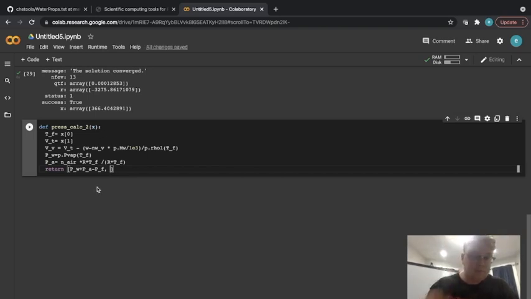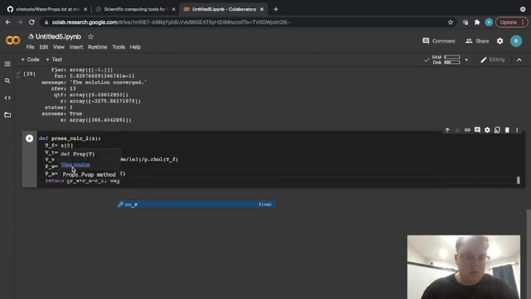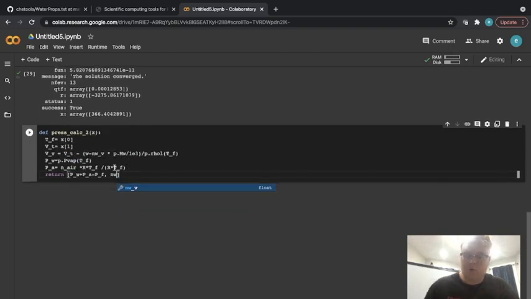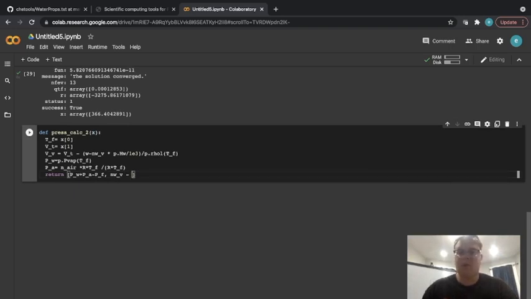So our number of water moles, NW, I call it NW underscore V, number of water moles of vapor, minus some variable that's 0.3. What am I going to call that? I'll just keep everything simple. I'm just going to call it NWV 0.3. And that should be it.